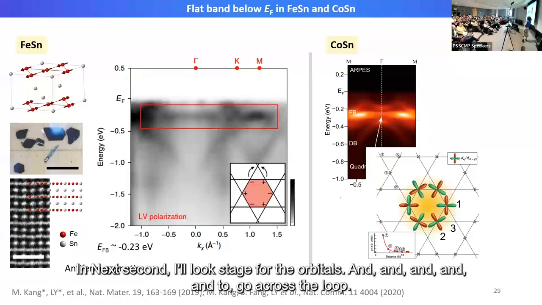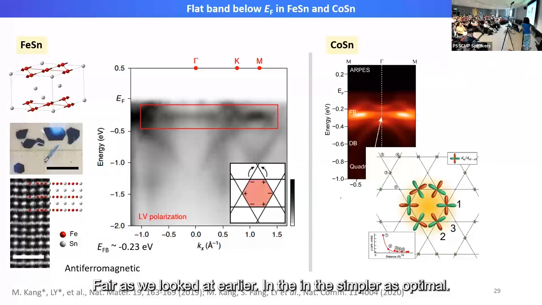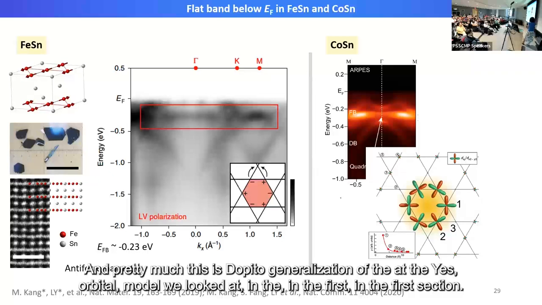And the orbital has rotated as you go across the loop. It's a sort of a d orbital version of the destructive interference we looked at earlier in the simpler s orbital model. And pretty much this is a d orbital generalization of the s orbital model we looked at in the first section.